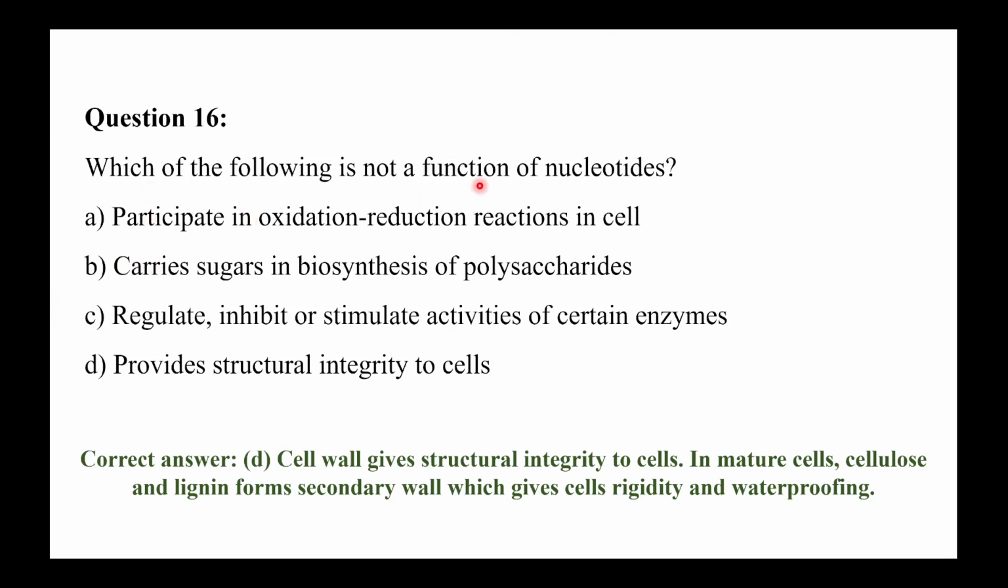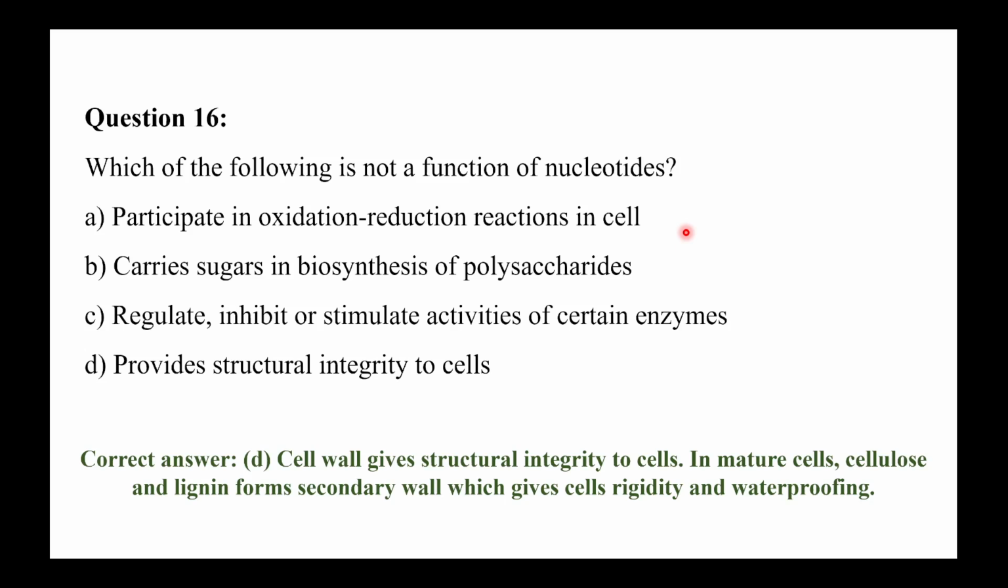Nucleotides can participate in oxidation reduction reactions. So when we study biochemical pathways in the cell, we'll see molecules like ATP and GTP actively transfer the phosphate group to different molecules. For example, in a process called glycolysis, the glucose takes the phosphate from ATP to form glucose 6 phosphate. So that's the reaction that happens inside the cell, and nucleotides take part in it.